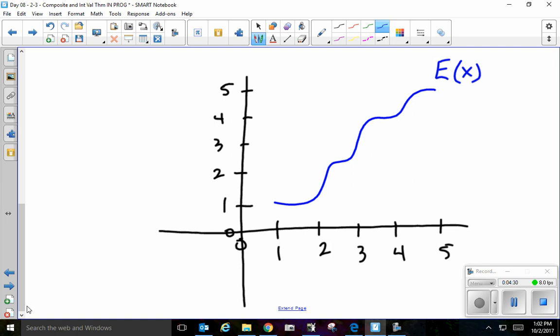If I say that my function E from when x is 1 to when x is 5 is continuous, I don't care what happens smaller than 1 or more than 5. I don't know, maybe there's an asymptote, there's a hole. Who knows?